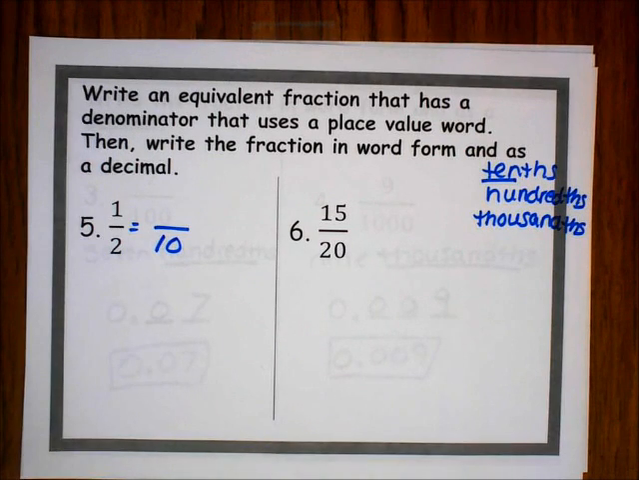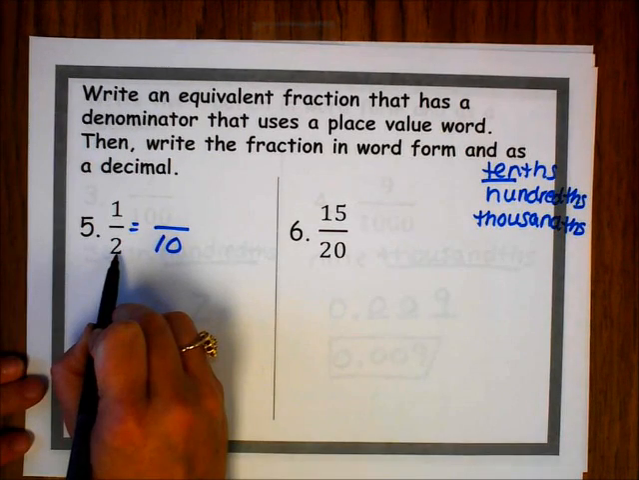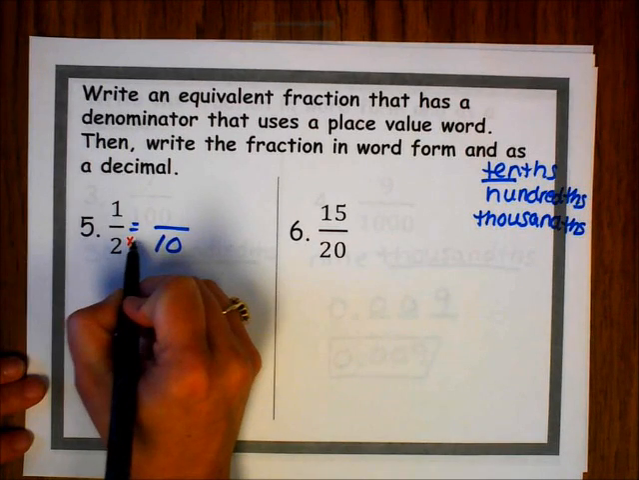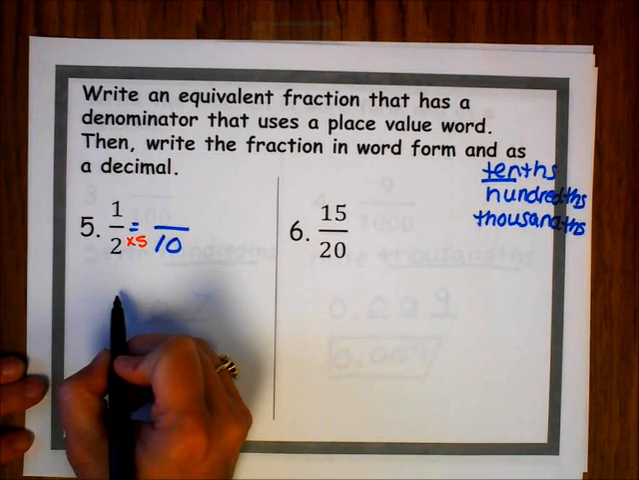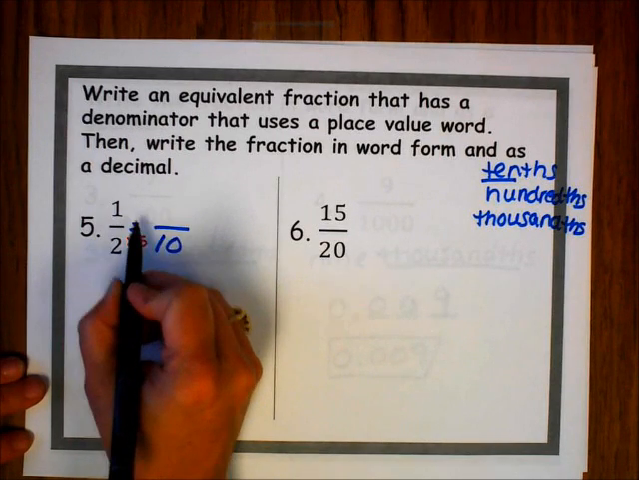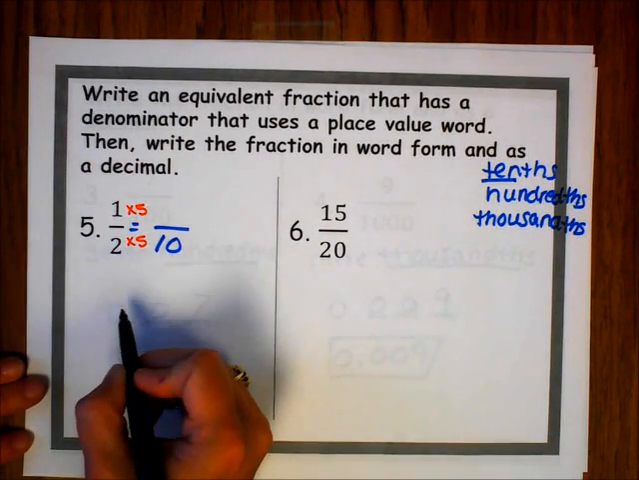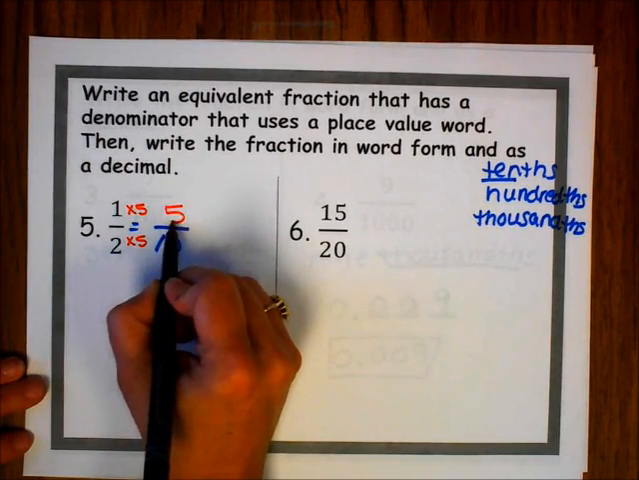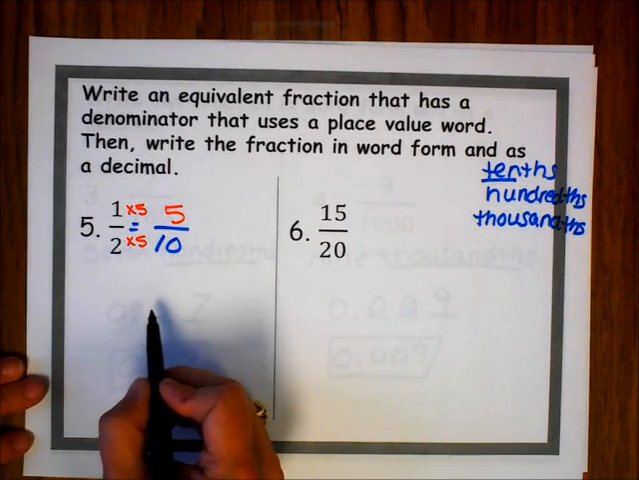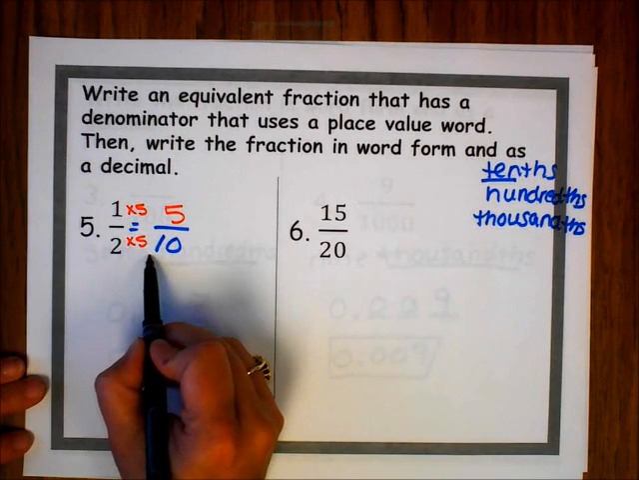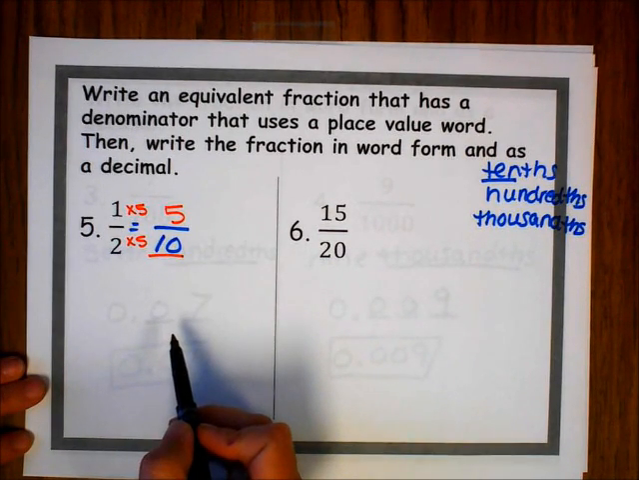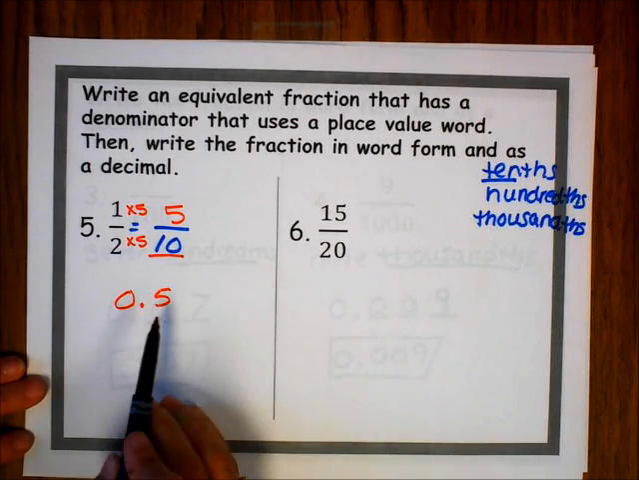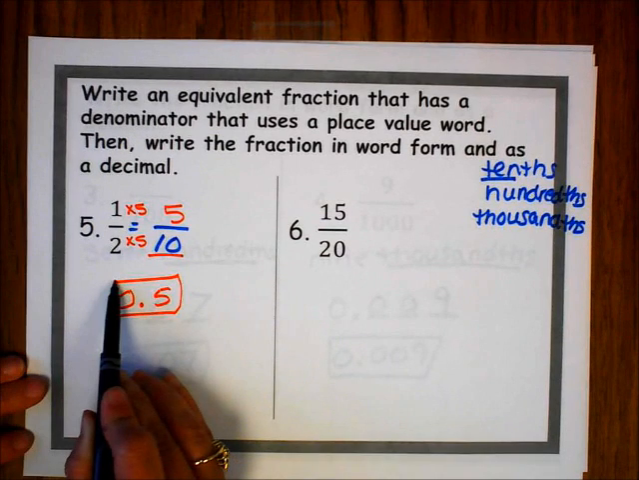So now we know how to write equivalent fractions. So I have to ask myself, what do we do to get from 2 to 10? And that's multiply by 5. So if I multiply the denominator by 5, I have to multiply the numerator by 5. So an equivalent fraction for 1/2 is 5/10. Now, how would I write 5/10 as a decimal? You're right, 0.5, because the 5 is in the tenths position.